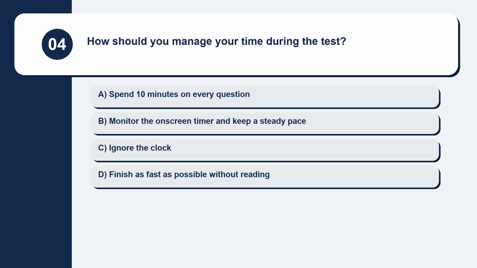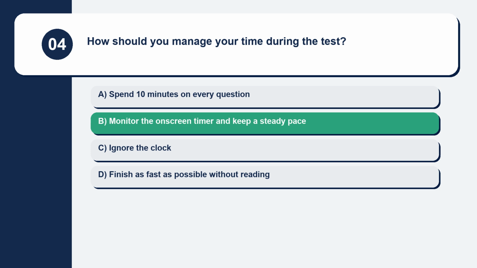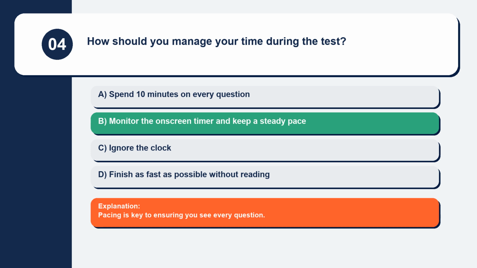Question 4. How should you manage your time during the test? Spend 10 minutes on every question. Monitor the on-screen timer and keep a steady pace. Ignore the clock. Finish as fast as possible without reading. Pacing is key to ensuring you see every question.